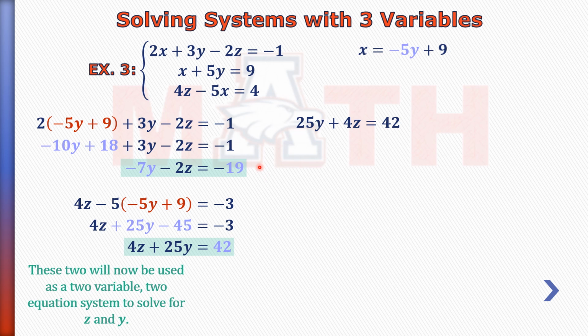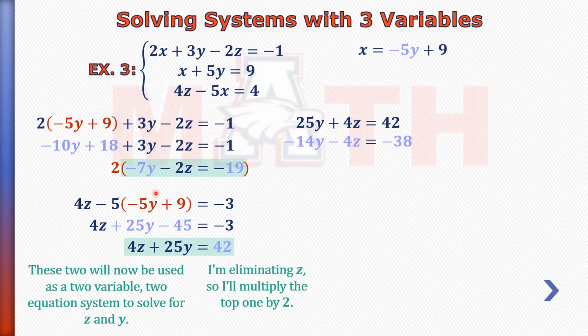Now, this one, as it stands, will not cancel, and I want to get rid of the z's because that just seems to be the easiest, right? If I'm looking here between the -7 and the 25, there's nothing easy about that. But I can definitely take this top equation and multiply through by 2 to get the z's to go away. All right, so that's what I'm going to do. So 2 times this -7 is going to give me -14y. And then 2 times -2 gives me the -4. And then the 2 times the -19 gives me the -38. And we are now ready to add.